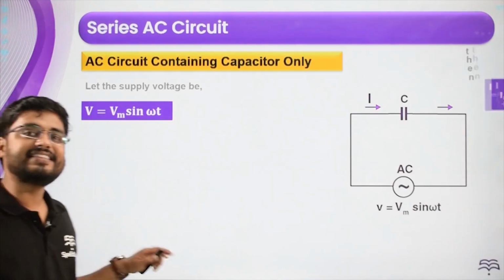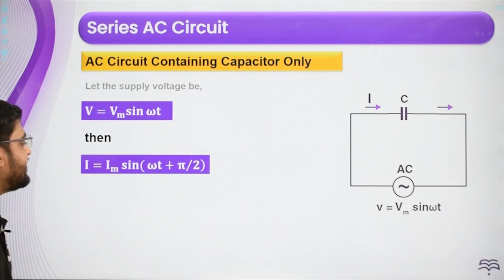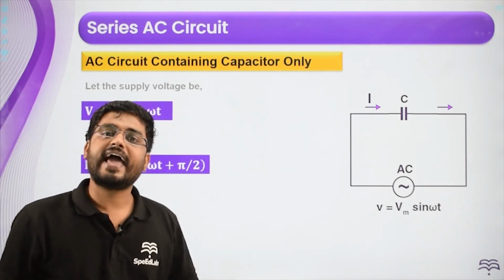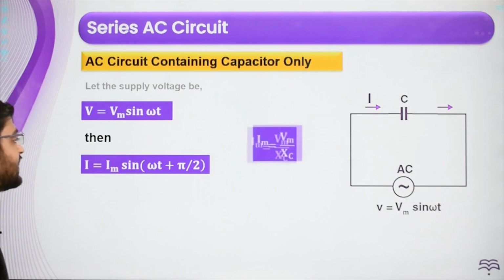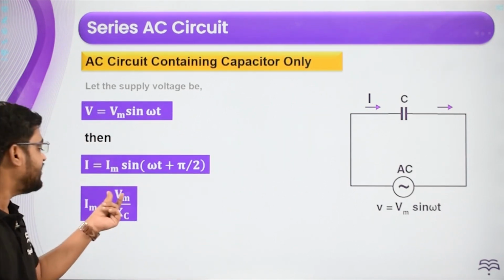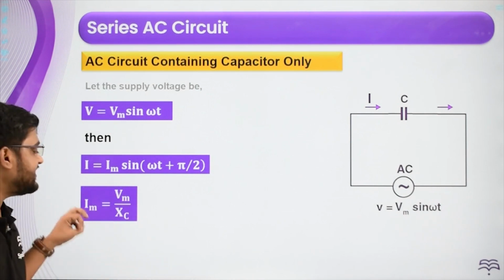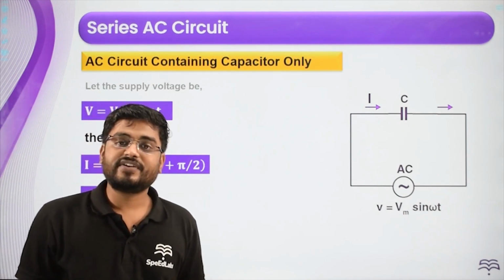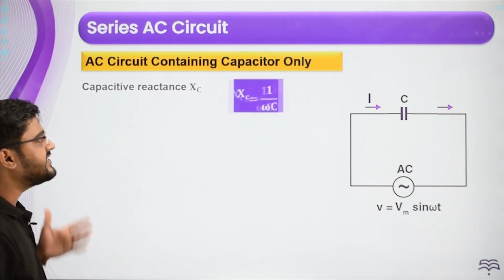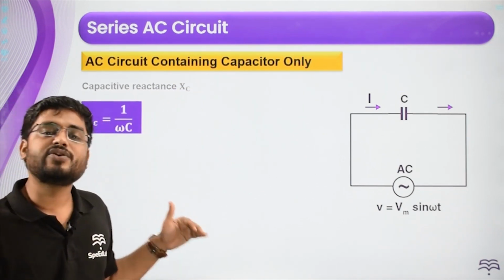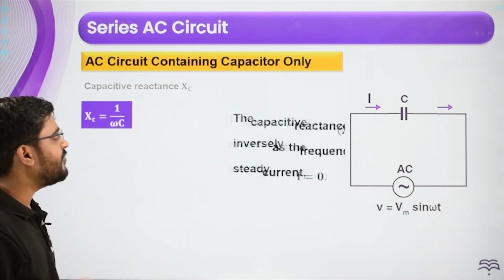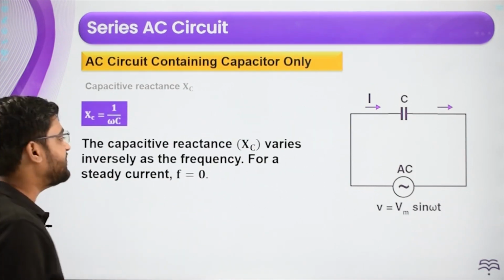So we have already seen that if V is given by that, then current is given by this. Here current leads or voltage lags. What is Im? Im is the peak current, which is the peak voltage by Xc. This time Xc is nothing but capacitive reactance. Let us discuss that in detail. Capacitive reactance Xc is given by 1 by C omega, or 1 by omega C. And what is omega? Omega is 2 pi f, where f is the frequency.